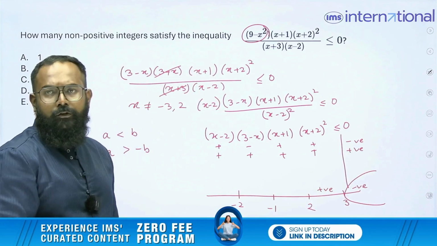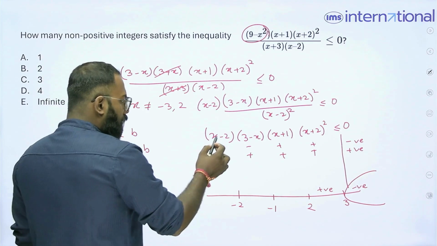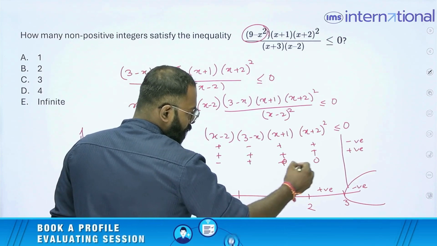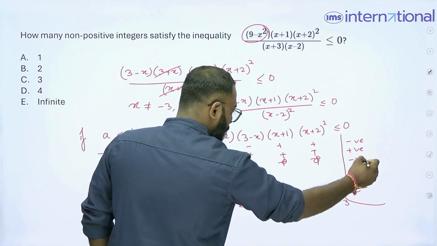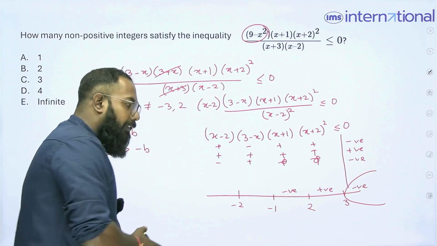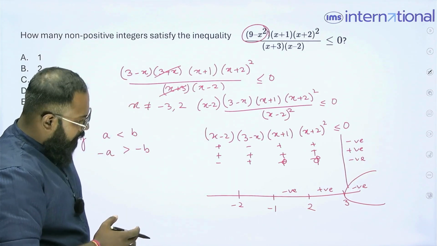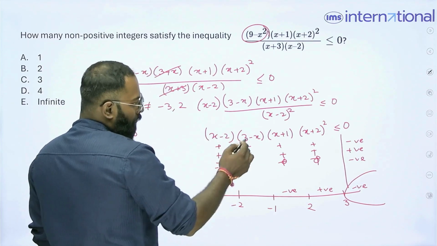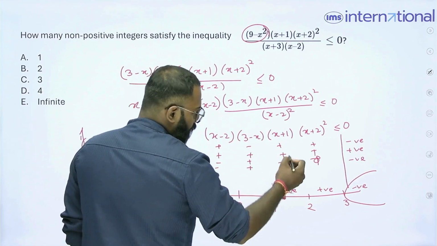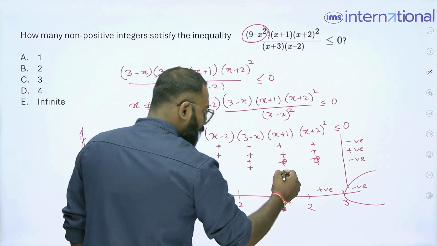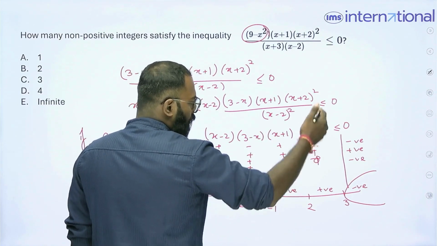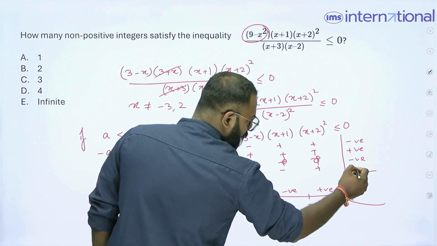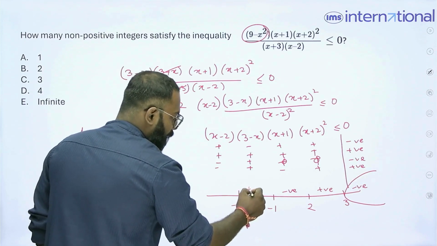Clear? Minus 1 to 2, let's suppose x is equal to 0. 0 minus 2 is negative, 3 minus 0 is positive, positive and positive, and hence the resultant is negative. Minus 2 to minus 1, let's suppose x is equal to minus 1.5. Minus 1.5 minus 2 is negative, 3 minus minus 1.5 is positive, minus 1.5 plus 1 is negative, minus 1.5 plus 2 raised to the power 2 is positive. So negative times negative is positive, and then again we have every other thing that is positive. So if I multiply them, the resultant is going to be positive.